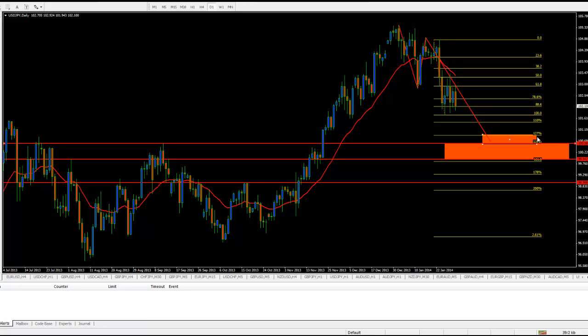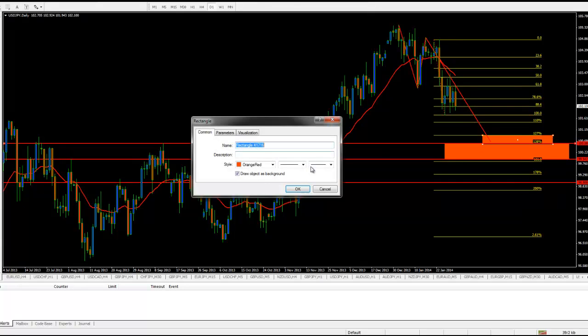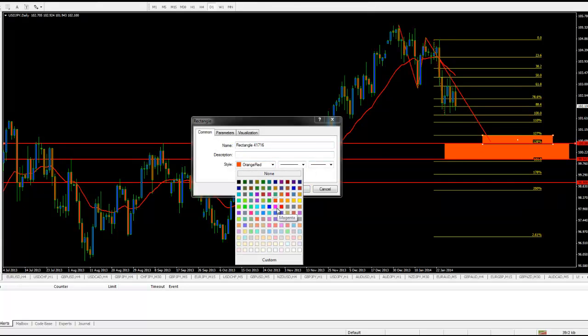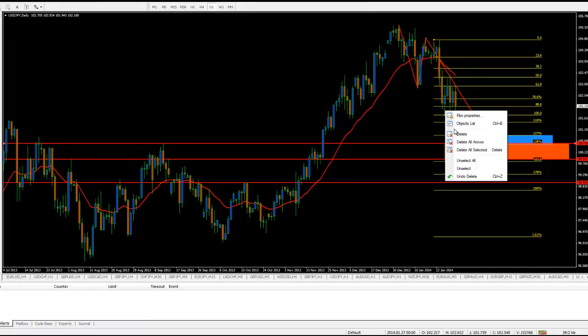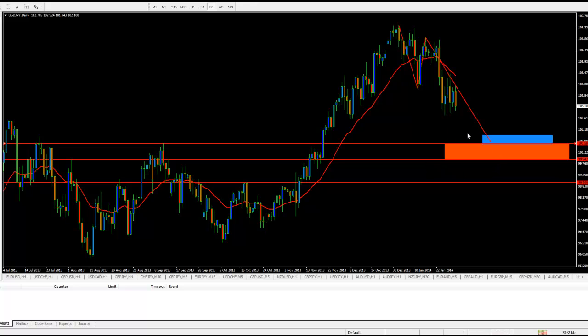So I'm going to go ahead and put that there. And I'm going to make it a different color just so I know that's my, let's make that blue actually. That's my smaller time frame, my 4 hour, and that's my extension. So there's a number of ways this can be played.